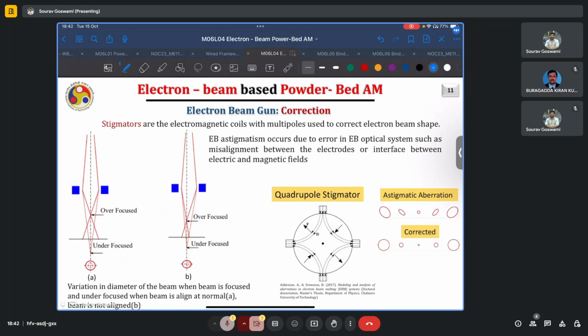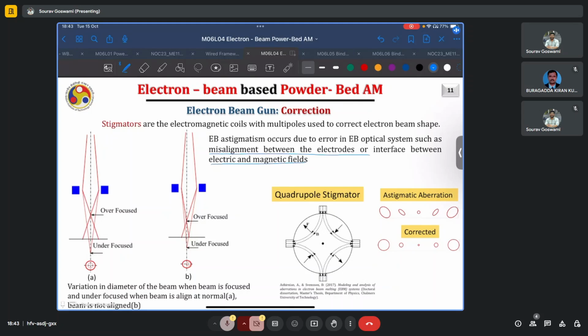And such effects can be corrected in this case using stigmators. So stigmators are electromagnetic coils with multipoles used to correct electron beam shape. And here there can be some additional sources of error, such as misalignment between the electrodes, or there can be some interference between the electric and magnetic fields.